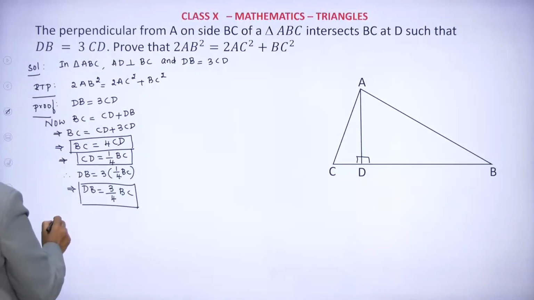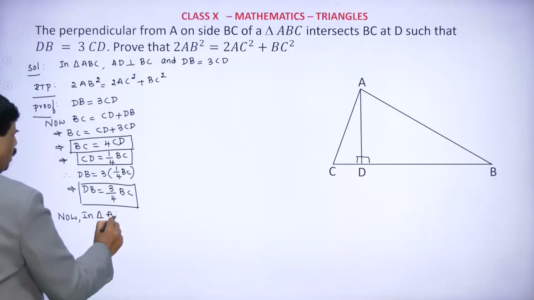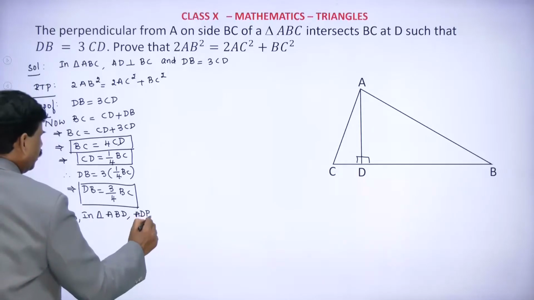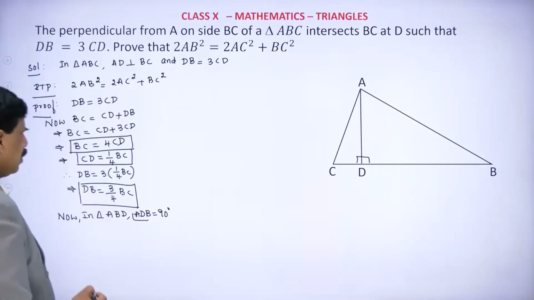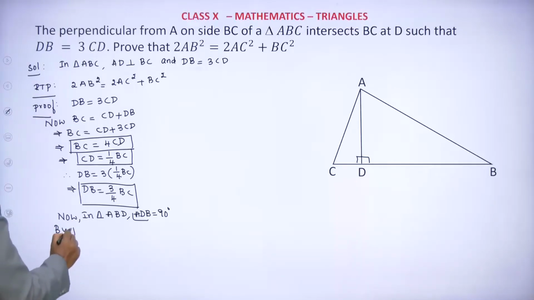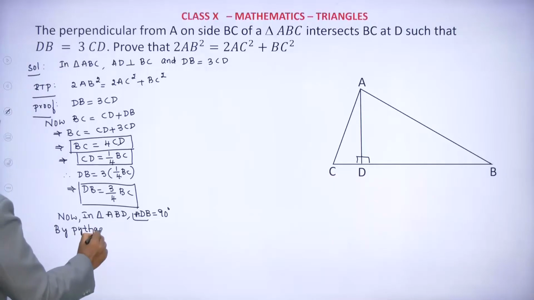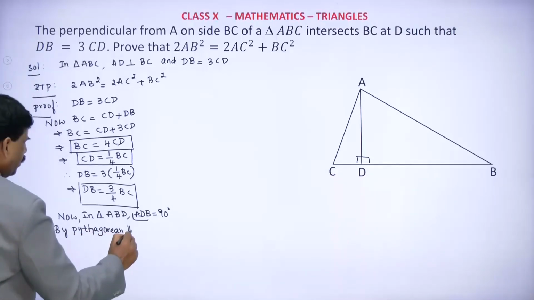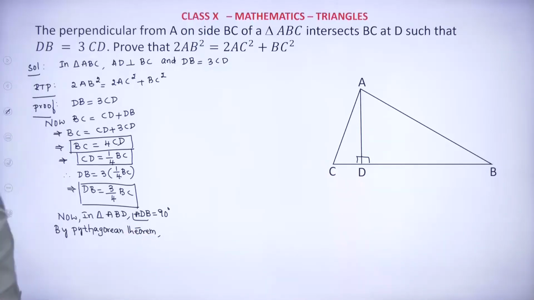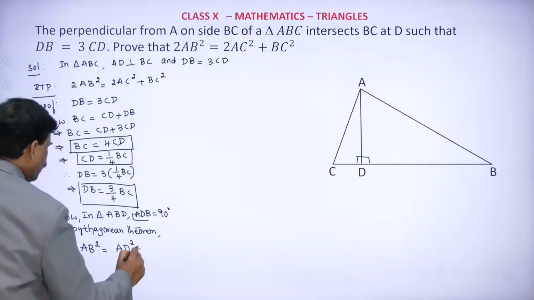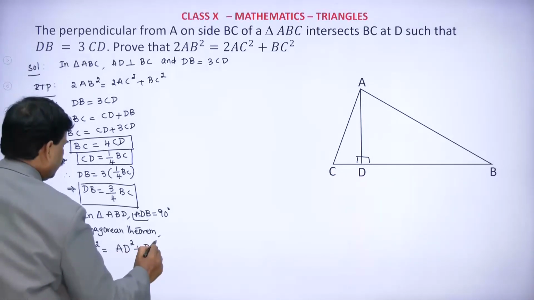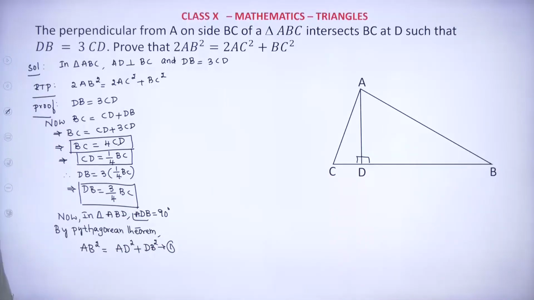Now, in triangle ABD, angle ADB is 90 degrees. So by Pythagoras, AB square is equal to AD square plus DB square. Give that as equation 1.